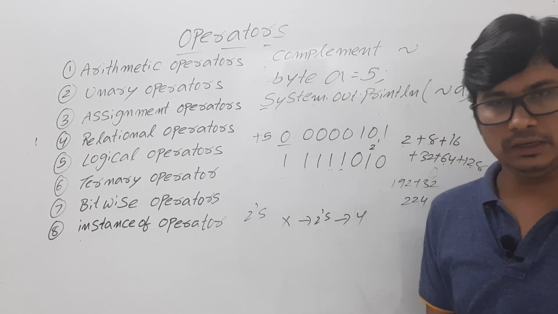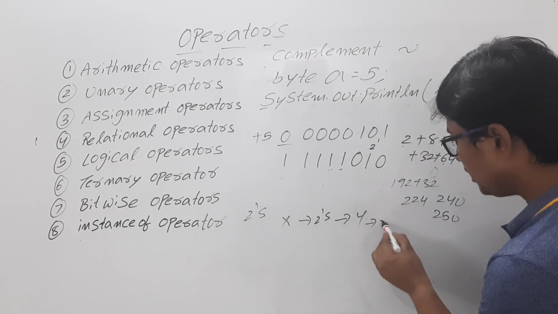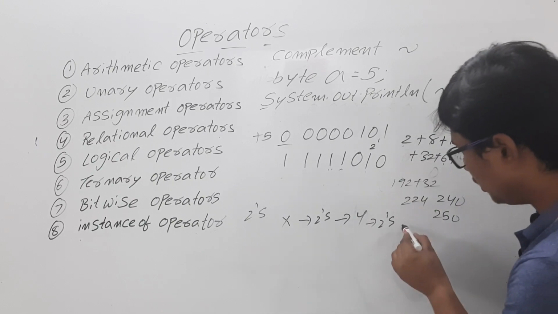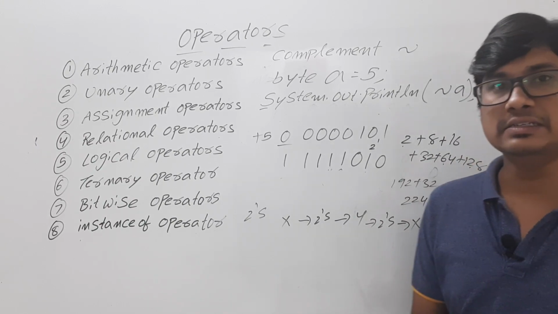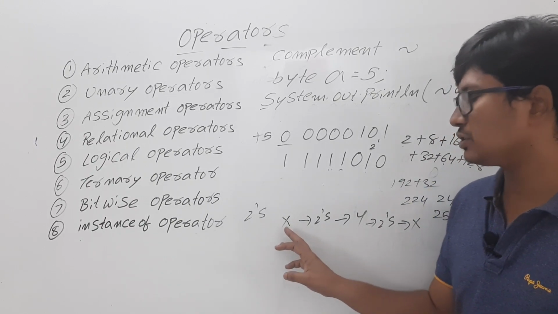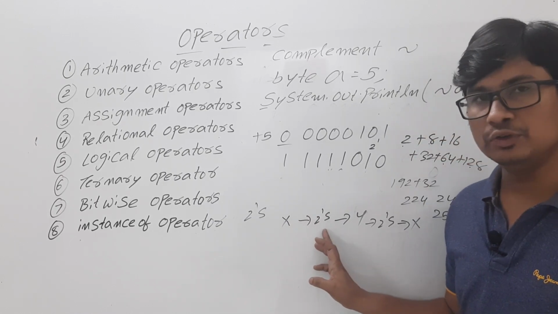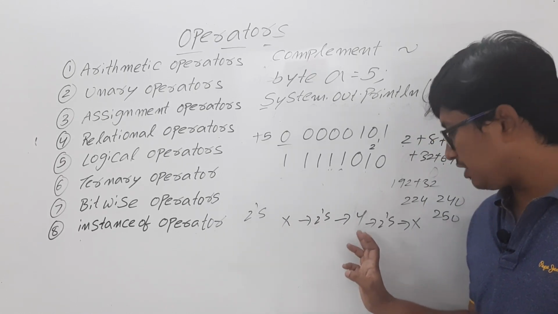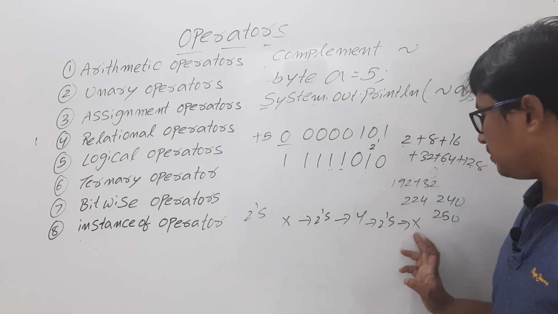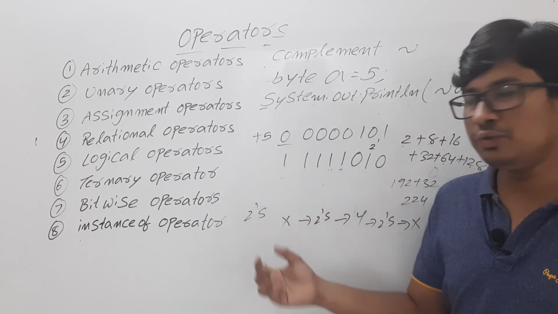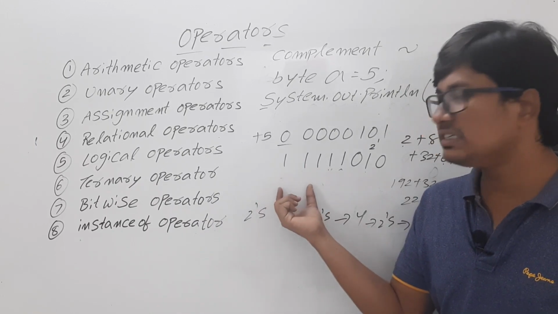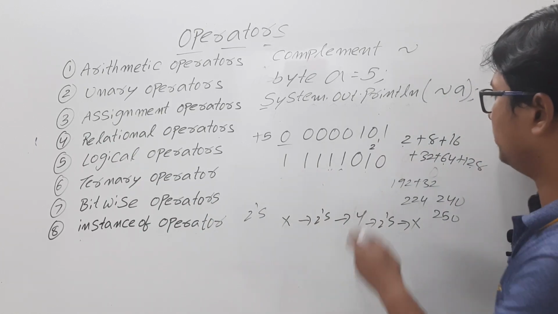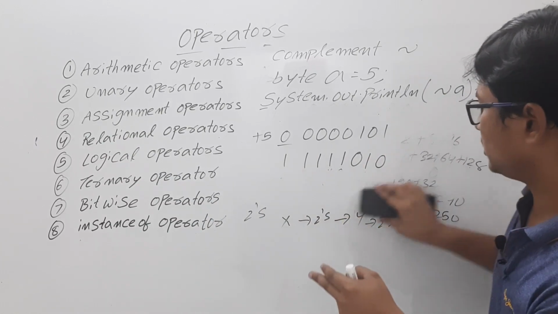For this y, again you compute the 2's complement, you will get the x. Is it clear? I hope you have understood. For a given number, if you compute the 2's complement, you will get some result. For that result, again you compute the 2's complement, you will get the x. So if you want to get the original number, for this number you need to compute the 2's complement. How to do it? Let me discuss with you.